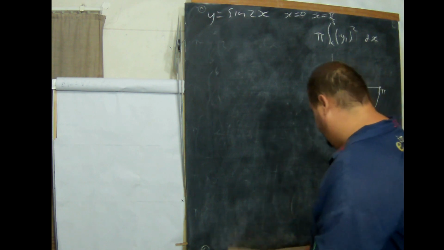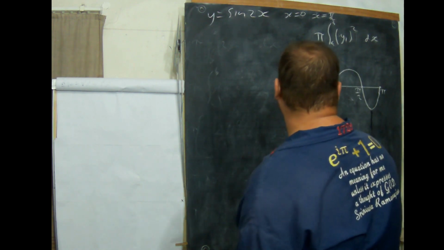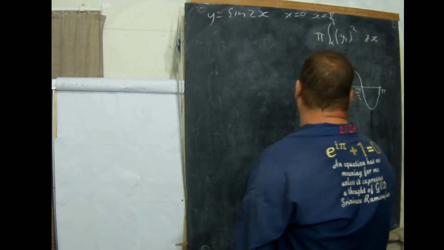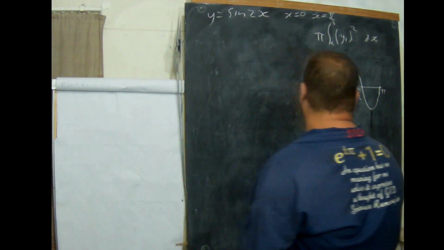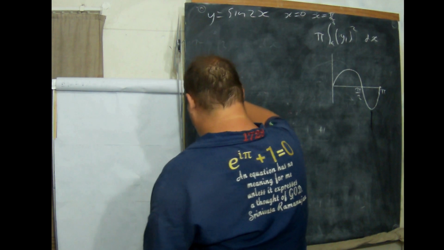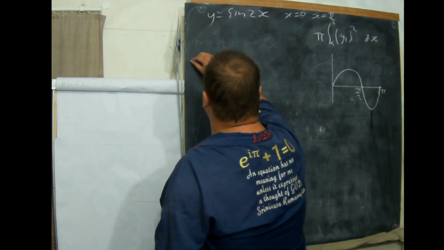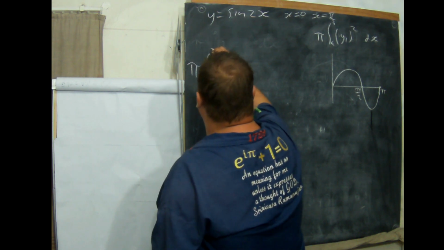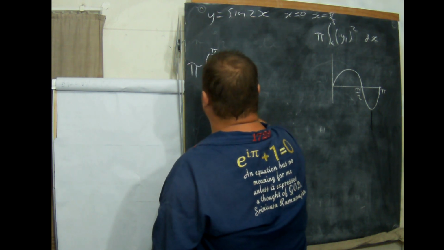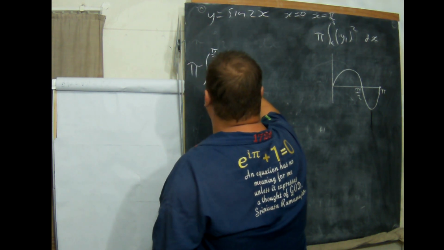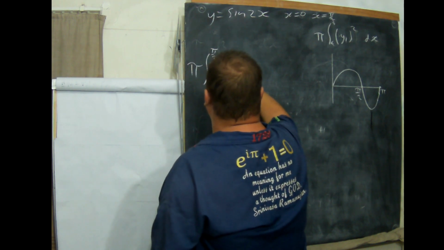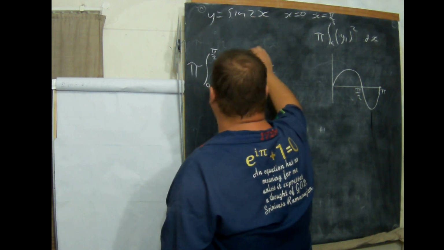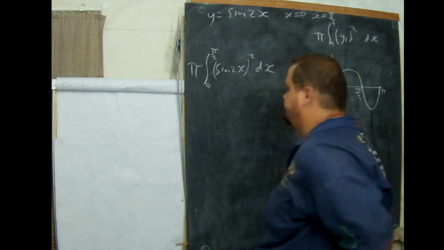Okay, so the next point is that we're doing half the volume of the graph. So how we're going to do this is pi, the integral from 0 to pi over 2, which is 90, of sine 2x squared dx.